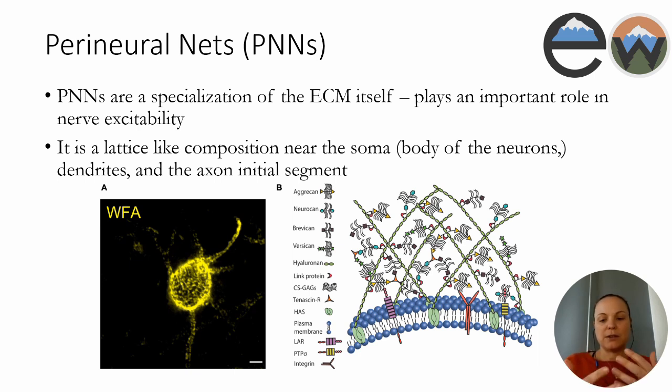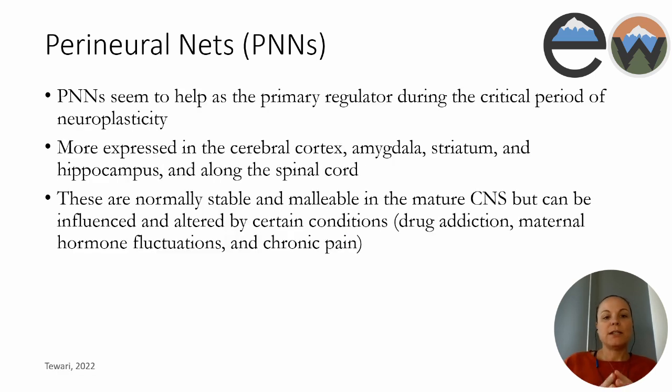These perineural nets are like a lattice of neurological tissue. So it is an extracellular matrix in and of itself, but it's a specialized component of it. It is around the body of neurons, dendrites, and axon initial segments as well. So it's around the neurological tissue. What's important to understand is that it has a lot to do with health maintenance and relaying those signals of safety in the central nervous system, so brain and spinal cord.